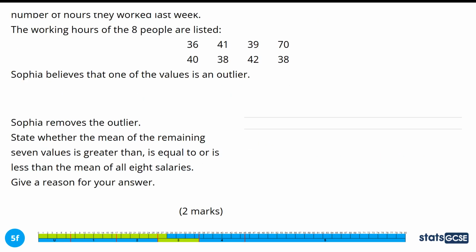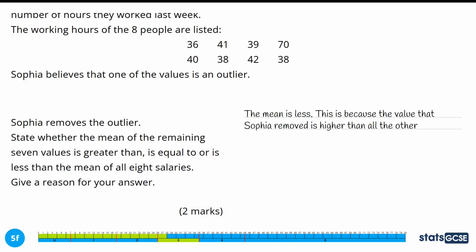Sophia removes the outlier. State whether the mean of the remaining 7 values is greater than, is equal to, or is less than the mean of all 8 salaries. Give a reason for your answer. The mean is going to be less because the value that Sophia removed is higher than all the other values, therefore the mean will decrease.